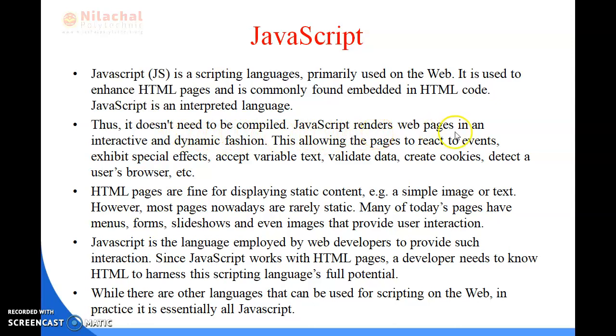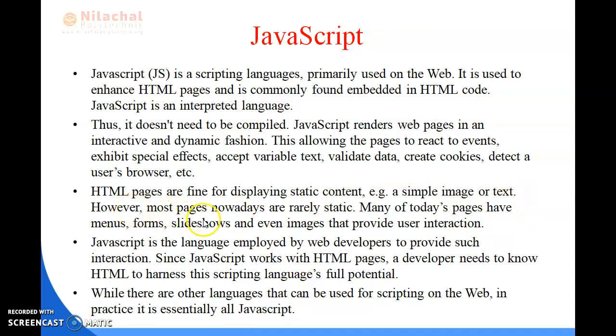JavaScript renders web pages in an interactive and dynamic fashion. This allows the pages to react to events, exhibit special effects, accept variable text, validate data, create cookies, detect a user's browser, etc. HTML pages are fine for displaying static content, for example, a simple image or text.